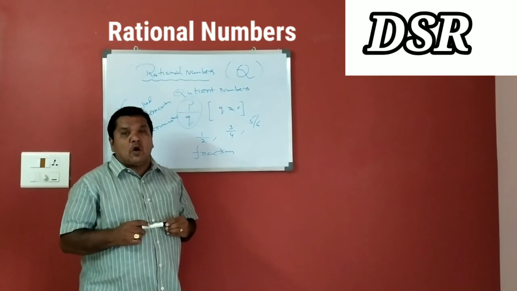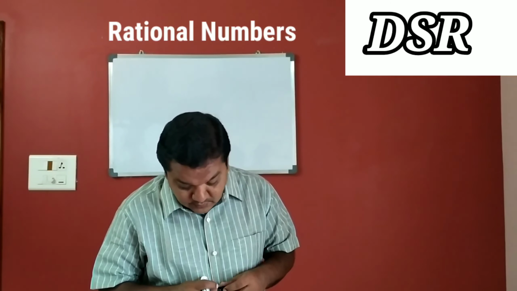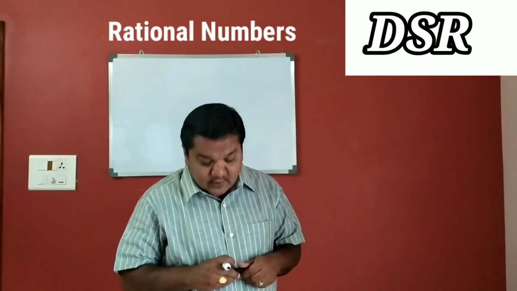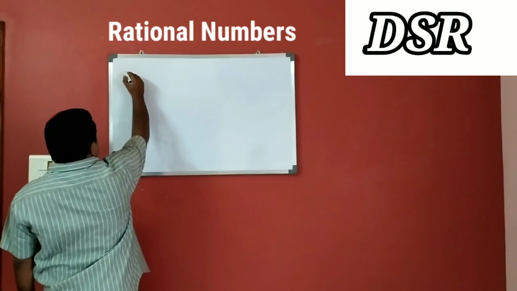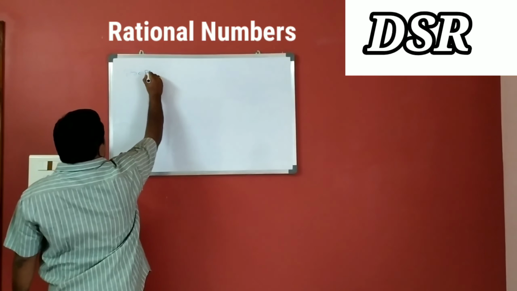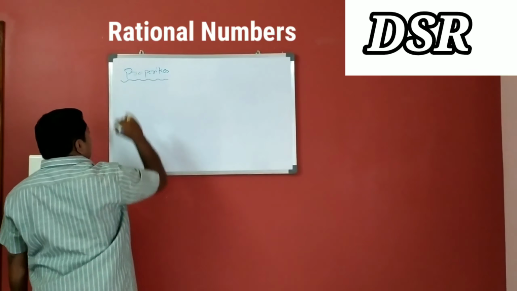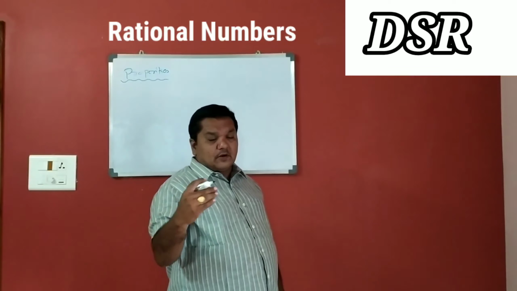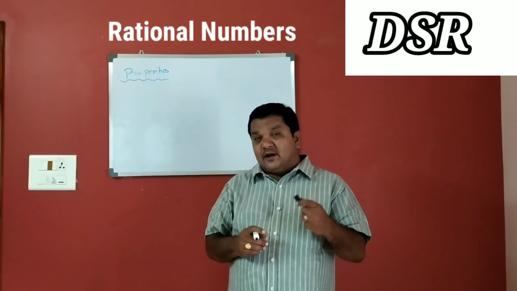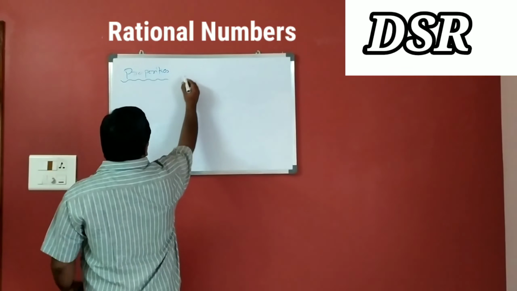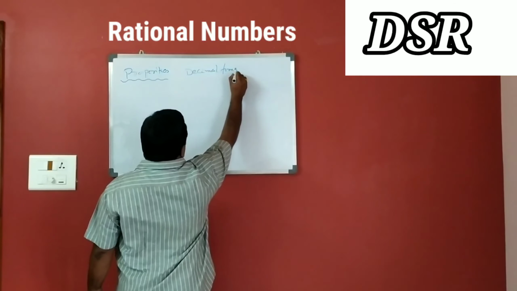Next, we have to discuss their properties. Now we will discuss the properties of rational numbers. First, in this concept, rational numbers can also be in decimal form.